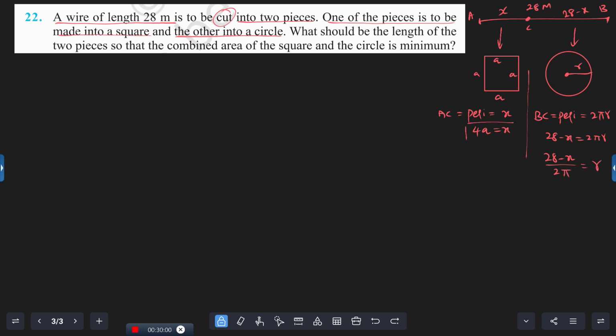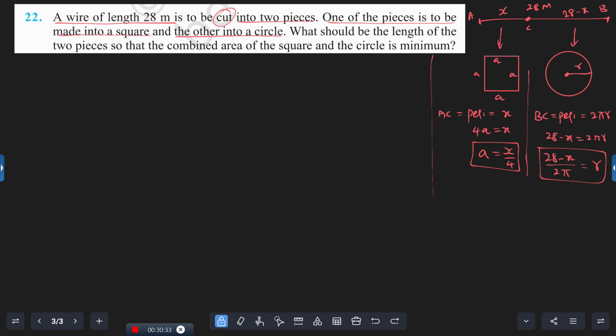And here we have the x value as 4a. Is it okay? How are we getting the radius? How are we getting x? But wait, listen, r is in terms of x. Then a also you should find in terms of x. Then only everything will be in a single variable. Then you find a. What is a? a is equal to x divided by 4. r is equal to 28 minus x divided by 2 pi. That's it. Now you can use these things.